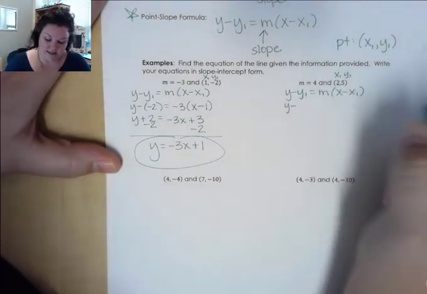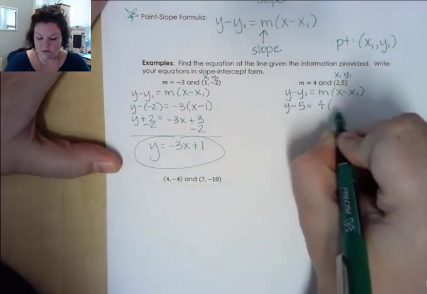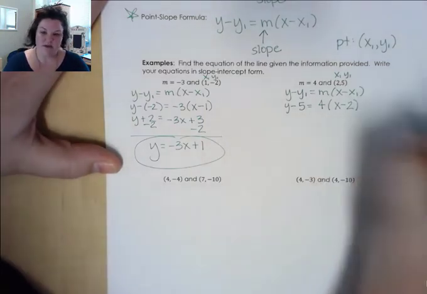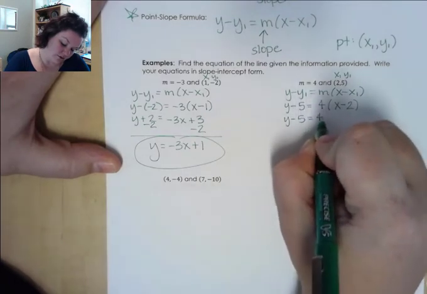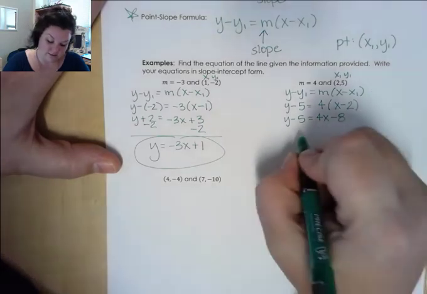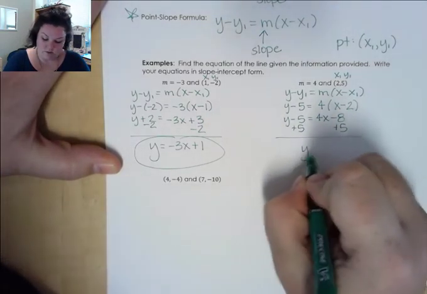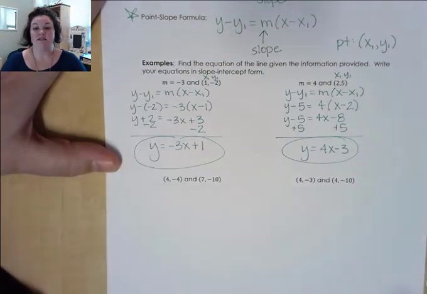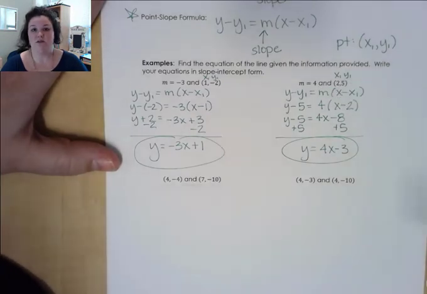So y minus the y value they gave us, which is 5, is equal to our slope of 4 times x minus the x value that they gave us, which was 2. Again, I'm going to distribute my 4. So y minus 5 equals 4x minus 8. And then I'm just going to move that 5 to the other side by adding, so that I get y all by itself. So y equals 4x minus 3. And that is the slope-intercept form of the line that has slope 4 and goes through the point 2, 3.